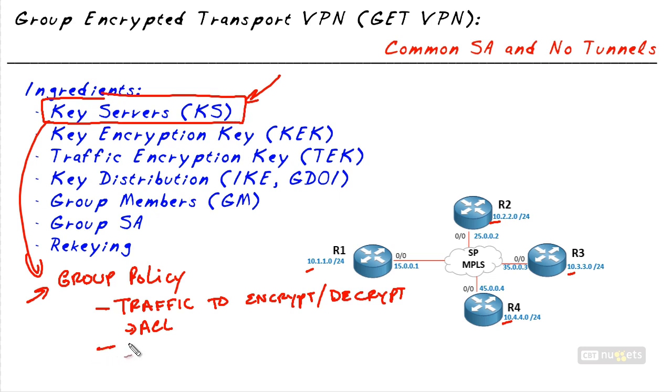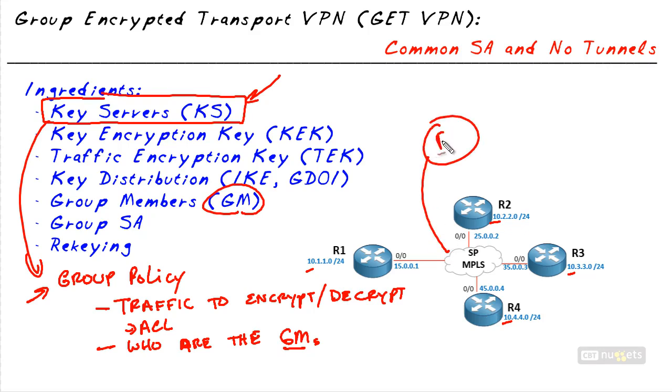Now our next challenge is, who are the group members? I'm going to use the acronym GM to refer to group members. And the answer to the question, who exactly are the group members, is any devices that have registered and authenticated with the key server. So in our topology, we're going to bring up a new router. Let's say it's R5.